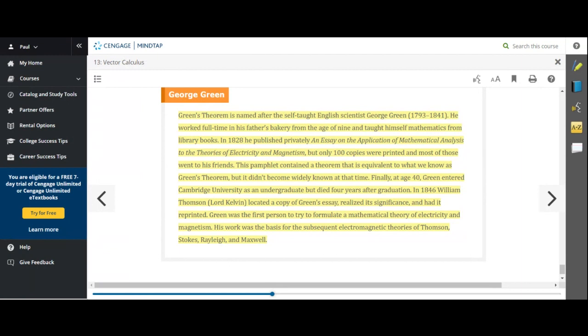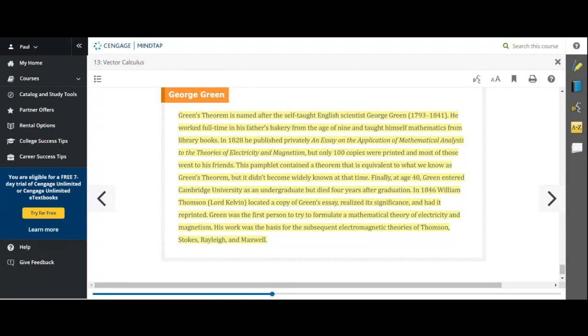In this book, he comes across Green's theorem. He lived to age 40, entered Cambridge University as an undergraduate, but died just 4 years after graduation. Okay, so I just thought it would be nice for you to learn about the author of this theorem. And Green was the first person to try to formulate a theory of electricity and magnetism.